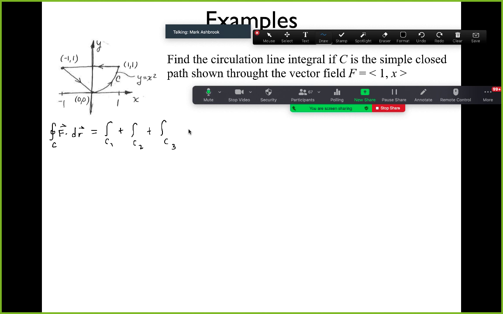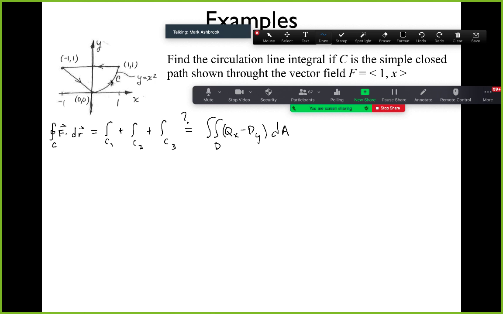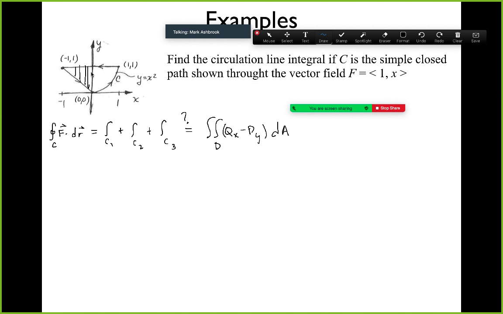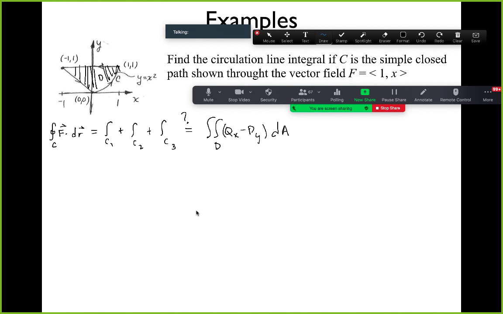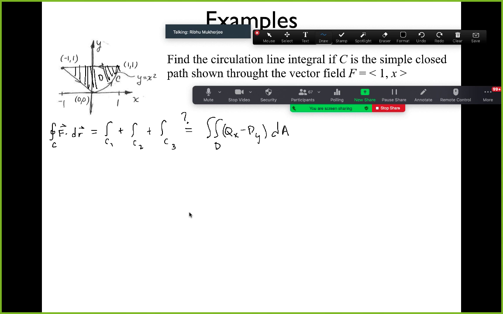Okay. Does this equal the double integral over D of Qx minus Py dA? Yes. Yeah, all the conditions for Green's theorem are met. We've got a simple closed loop in a vector field, and we're asked to find the circulation, so we can find the double integral over the interior region instead. And so which do you want to do? Double integral. Yeah, let's do the double integral.